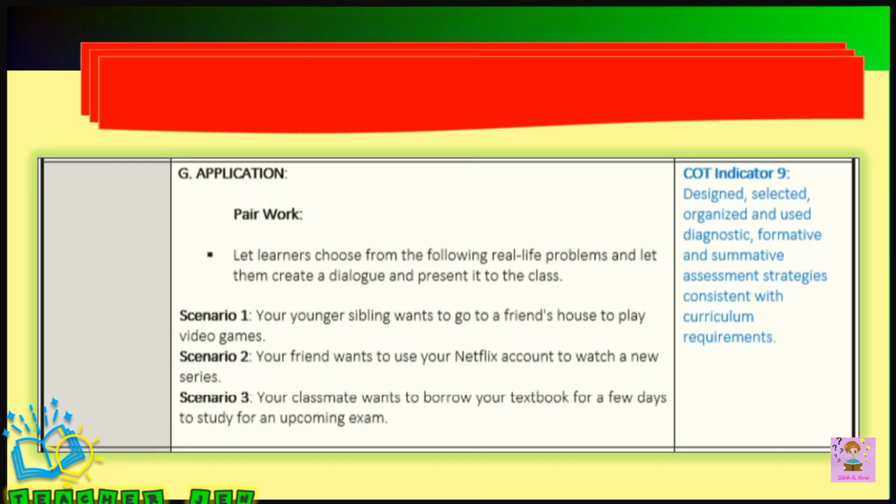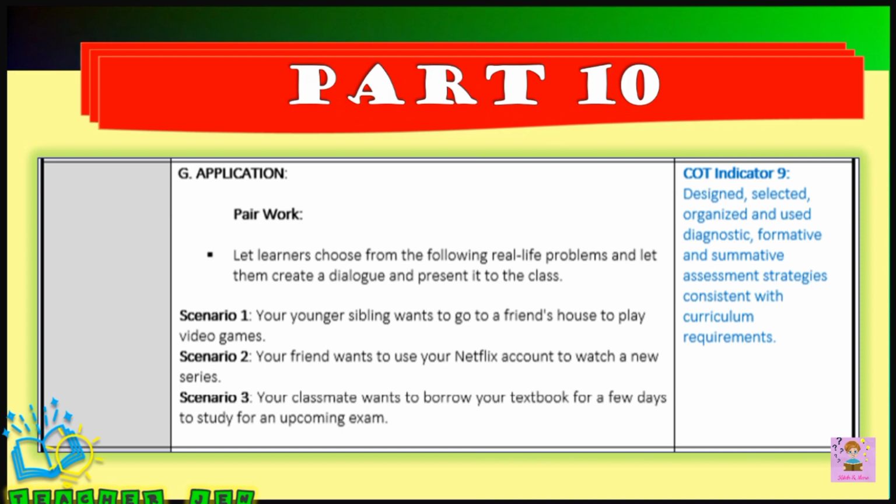Part 10. My integration of COT Indicator 9, which focuses on assessment strategies, fits well with the pair work activity I crafted here because the activity allows me to assess learners' language skills and problem solving abilities through observation and feedback. Also, I can provide ongoing feedback to help my learners improve their dialogue creation and language use. Lastly, the final presentation of their dialogues serves as an assessment of their overall performance and understanding of the lesson.